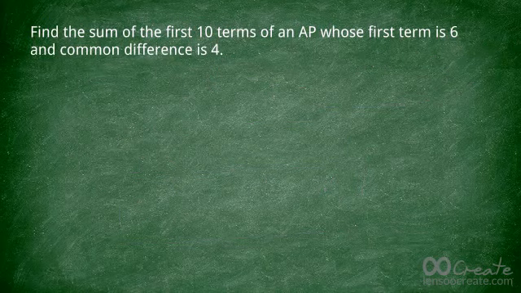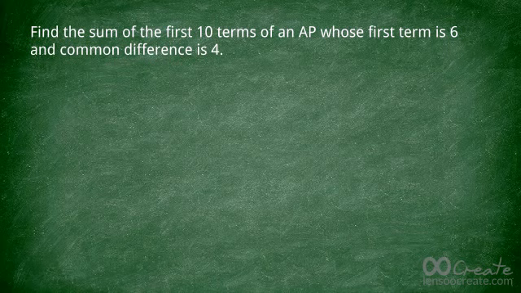Right, now try this question. Find the sum of this particular series that has 10 terms and whose first term is 6 and the common difference is 4. Try to use the second formula that we just learned. Go ahead and hit the pause button and try the question yourself before resuming to see the explanation.